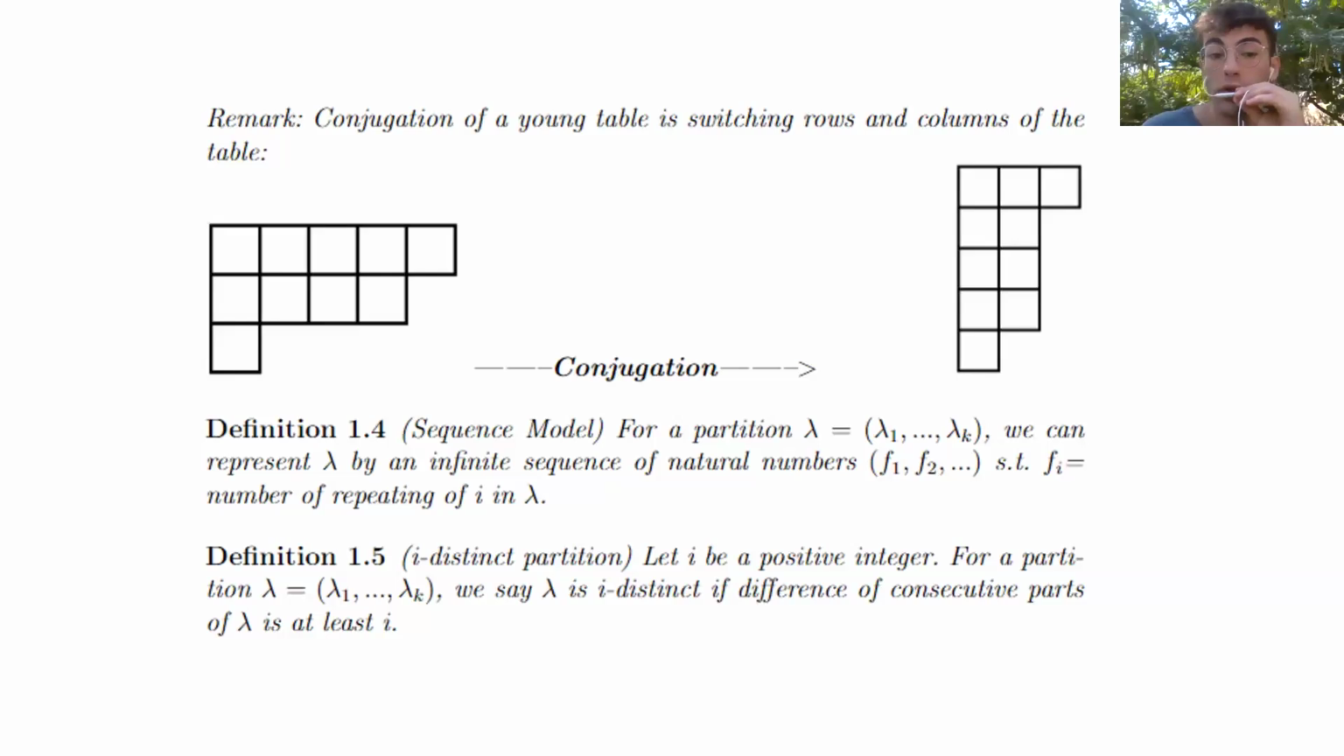Sequence model: we can represent partitions by a sequence model, an infinite sequence of natural numbers. For example, we have a partition. We will think about how many times we use each number. f1 will be the number of repetitions of 1, f2 is the number of repetitions of 2, etc. So all partitions can be represented by an infinite sequence.